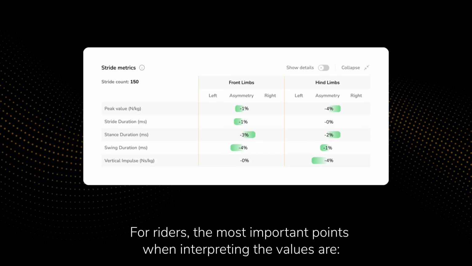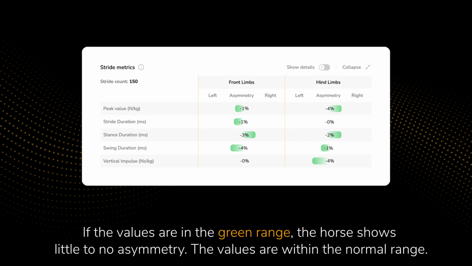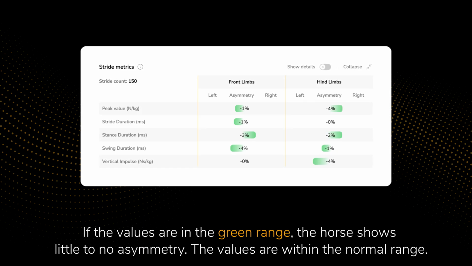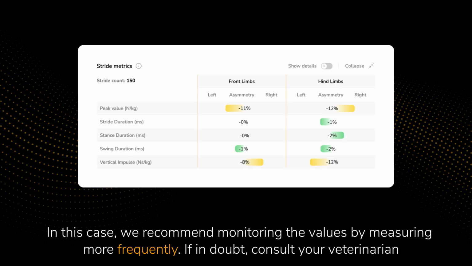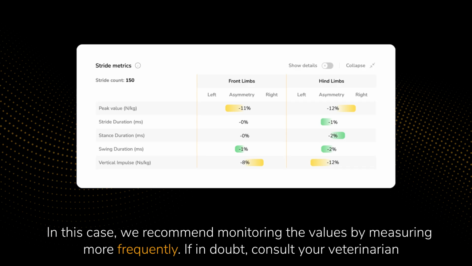For riders, the most important points when interpreting the values are: if the values are in the green range, the horse shows little to no asymmetry. The values are within the normal range. In the yellow range, an asymmetry or irregularity is detectable. In this case, we recommend monitoring the values by measuring more frequently. If in doubt, consult your veterinarian.